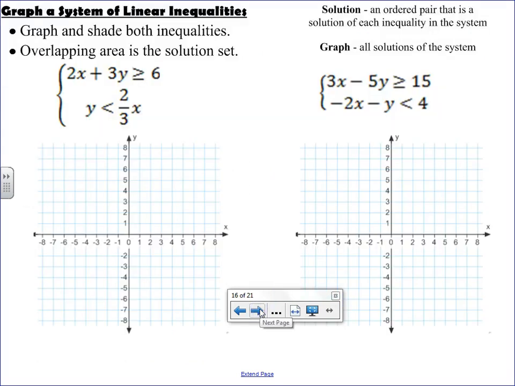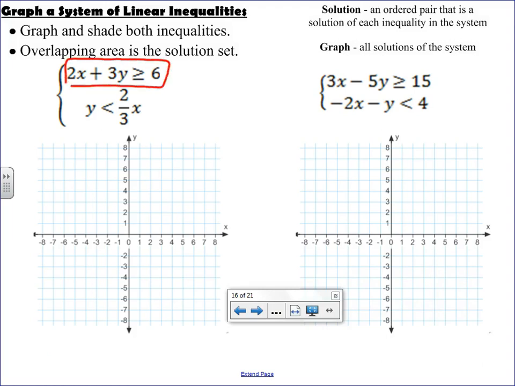Now let's talk about systems of linear inequalities. So the system, we're looking for solutions that are in both inequalities, just like we did when we graphed equations. We graphed both lines, found where they cross. Here we're going to graph both inequalities and find out where their shadings overlap, and that overlapping area is the solution set.